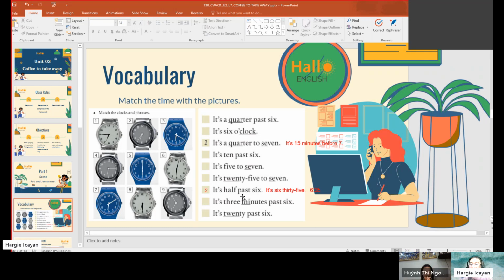Half is 30 because in 1 hour there would be 60. But the second picture is 35, and we still call the half a half. Yes, 6:30. It's also 6:30 because it's over 6, right? So over the half, because if you try to count from here, that's going to be 5, 10, 15, 20, 25, 30. So the 30 minutes falls under here.